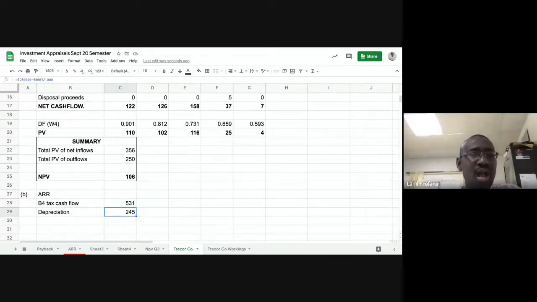So our average annual accounting profit will be equal to the cash flow minus the depreciation, because we need to take the depreciation off, and whatever we have, we divide it by the number of years, and the number of years is 4. So we are doing that. So we're going to round this up.